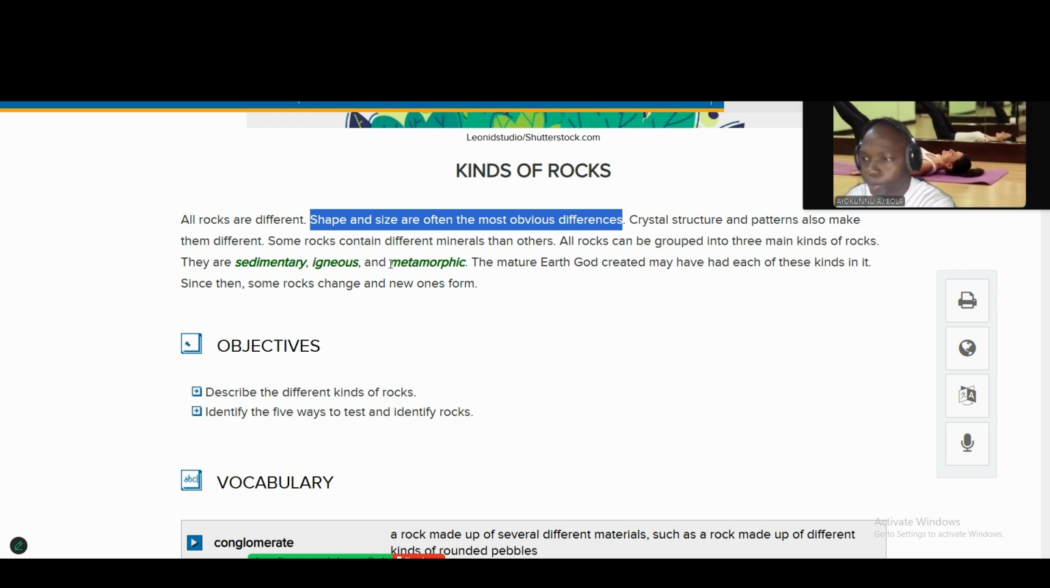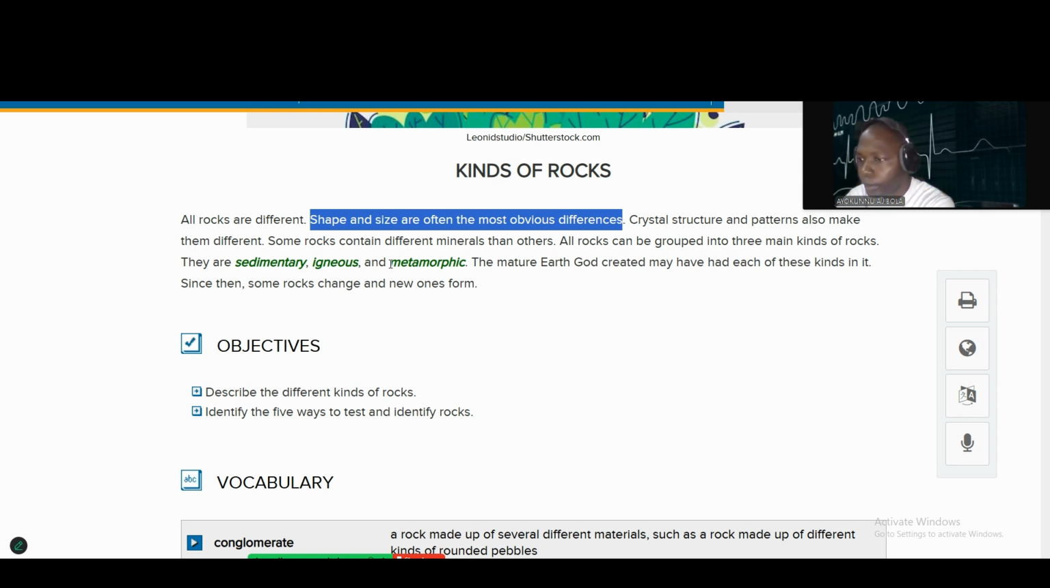Are you hearing me? Are you hearing me? You are muted, so I can't hear you, Miggy. Yes. Okay, that's sedimentary, igneous, and metamorphic.